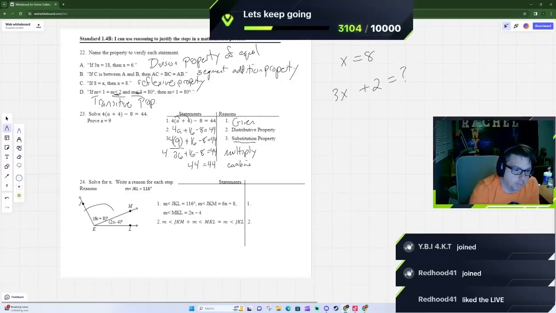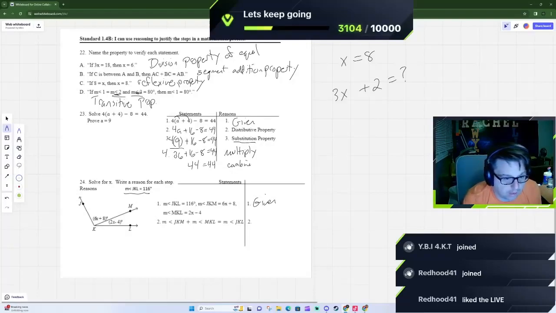All right. So measure of JKL. Measure of JKL equals 116. It says it right there. The measure of JKM equals 6x plus 8. Shows it right here in our picture. And then the measure of MKL equals 2x minus 4. Says it right there. All of that is given information, because without that problem and without all of that information, I would not know any of that. So if it's written on your book, on your test, whatever it is, we consider that given information. Even if it's in the picture, it's still given information.